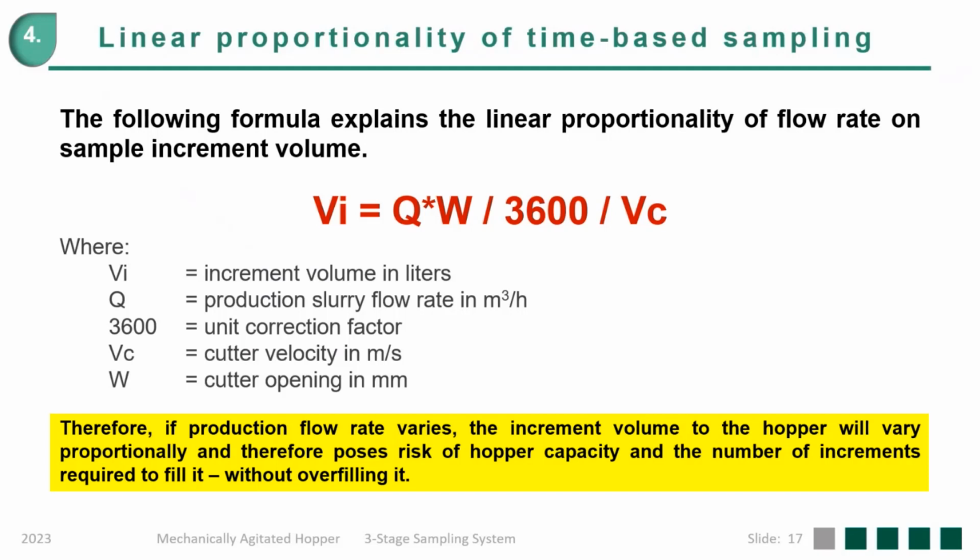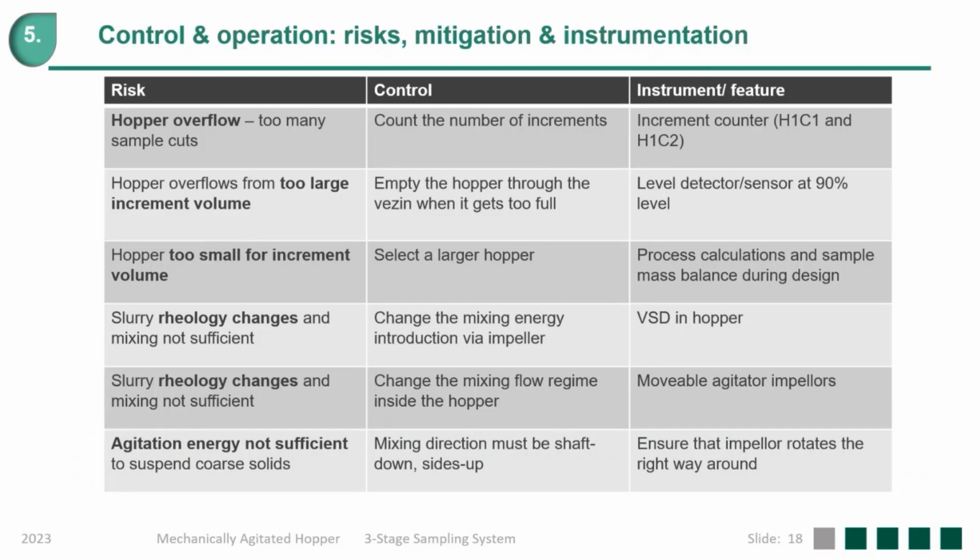If production flow rates vary, the increment volume to the hopper will vary proportionally, and therefore poses a risk to the hopper capacity and the number of increments required to fill it without overfilling the retention hopper. Now we're going to talk about the controls and operation, whereby we'll discuss the risk, mitigation, and instrumentation.